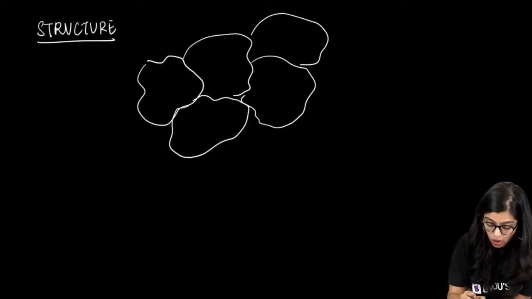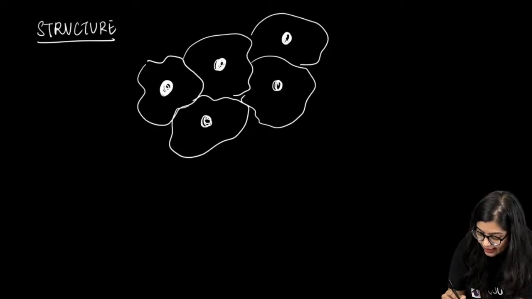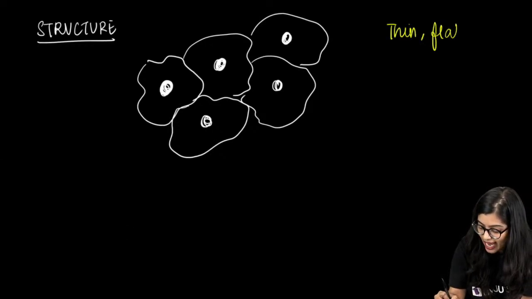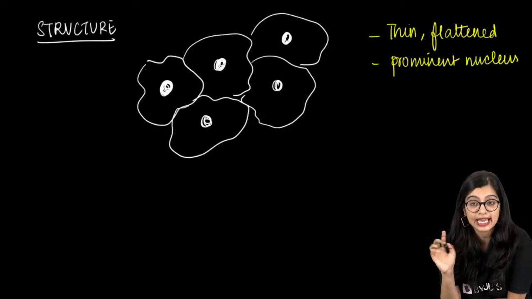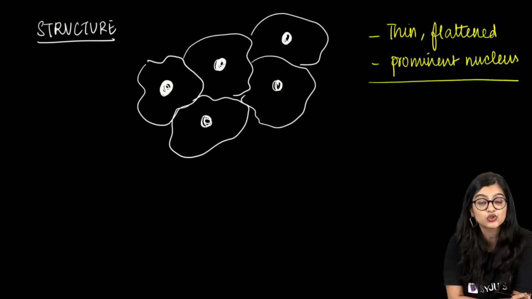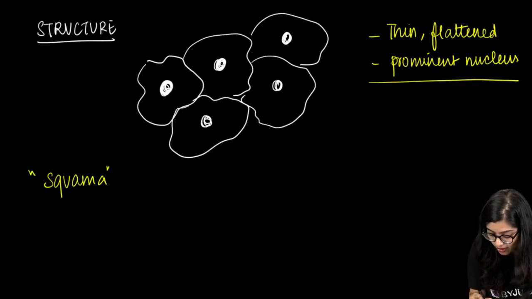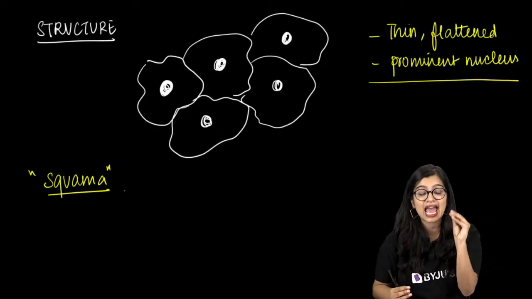If I look at it from the top, we see that it is made up of a number of flattened cells. The cells here are thin and flattened, and they tend to have a prominent nucleus. These are the important things we need to notice when we talk about squamous epithelium. The word squamous means flattened, so it is thin and flattened.